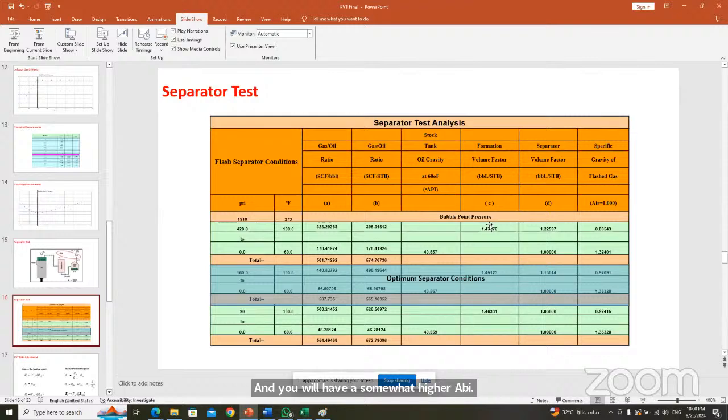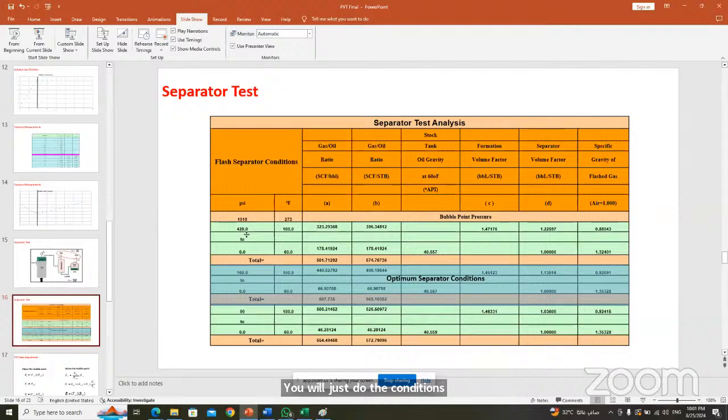So now we have run several separator conditions. Okay, this is a two-stage separator in all cases. In some tests we can run three or four separator stages, depending on the conditions that you will have in your field. So if you are designing a facility, you will do many separator tests to choose the best condition. If you're not designing a new facility, you will just do the conditions that represent your facility.